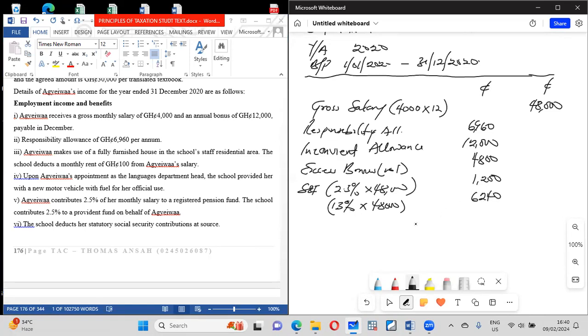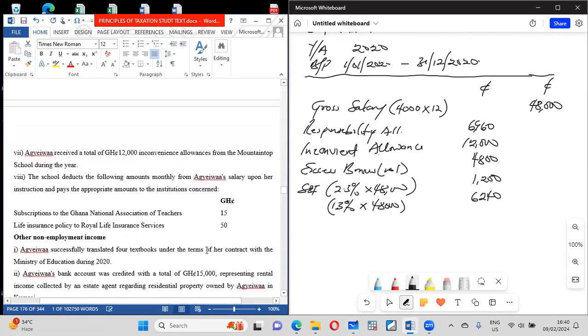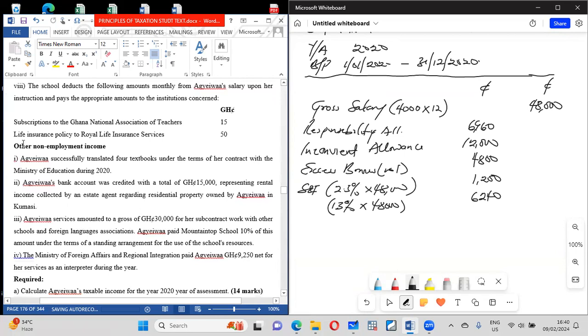All right. Is there any other cash benefit that she is receiving? It started here. This non-cash, we don't have anything told yet. We've done this one. The school deducts social security at source, so that tells you that we've done the 13% part of it. You will receive 12,000 inconvenience. We've done that. This is the standing order she has placed. Then non-employment. So we already have the employment.